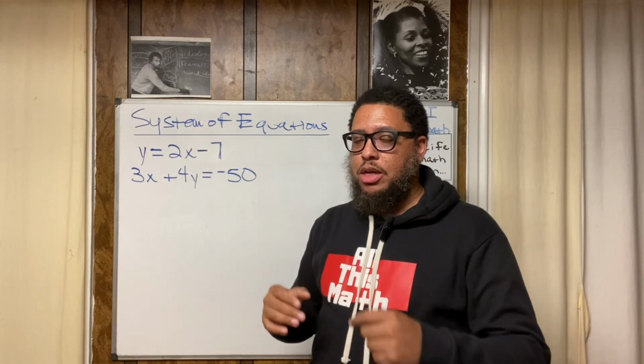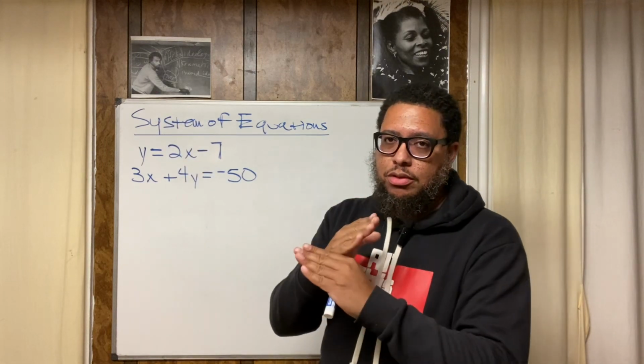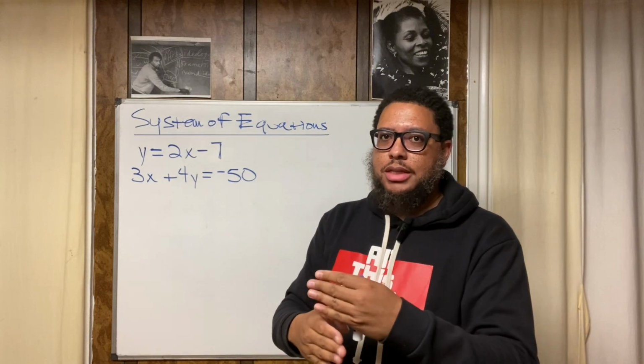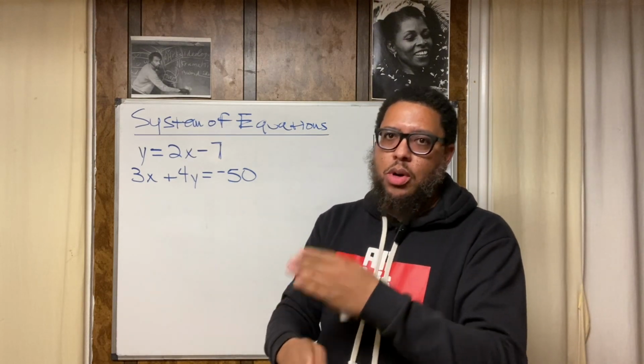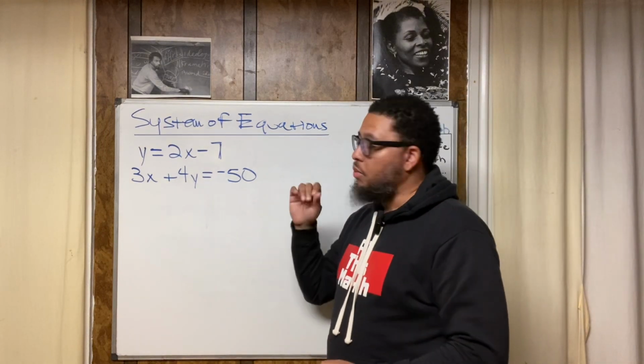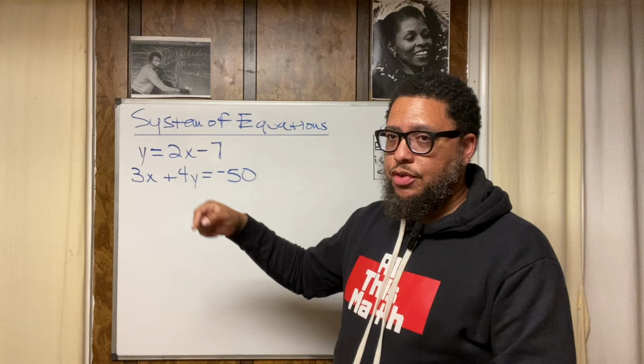So the solution would be the point where the lines intersect each other, right? Just like one street intersects another street. The solution to that system would be the intersection, the corner, right? The corner where people hang out at, right? The corner, it's the hot spot, right? So we're not about to graph though. We're not doing that right now, not in this video.